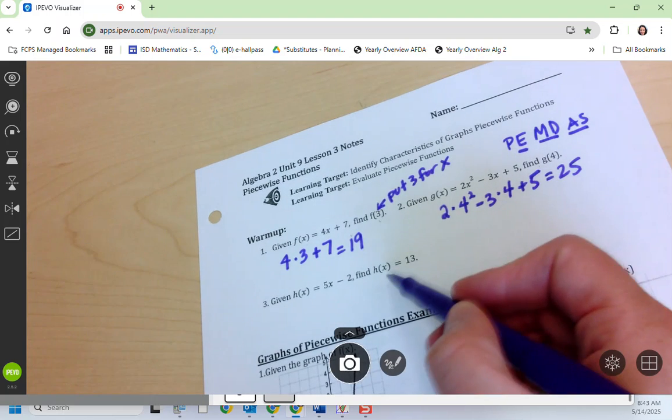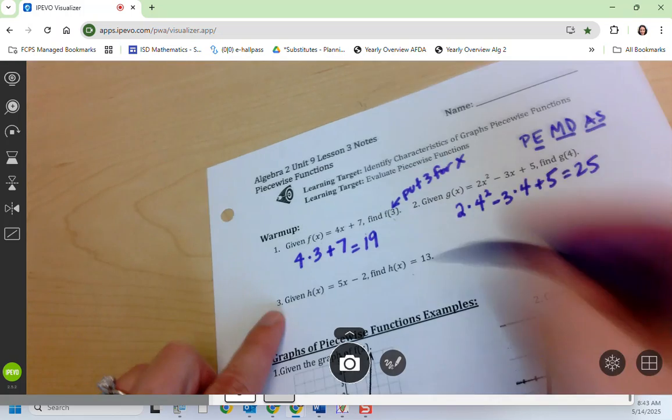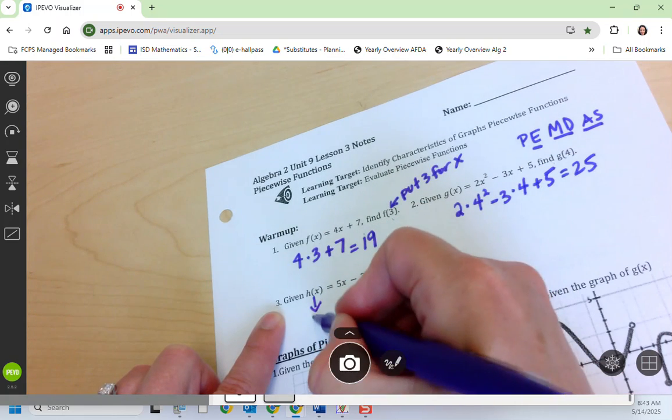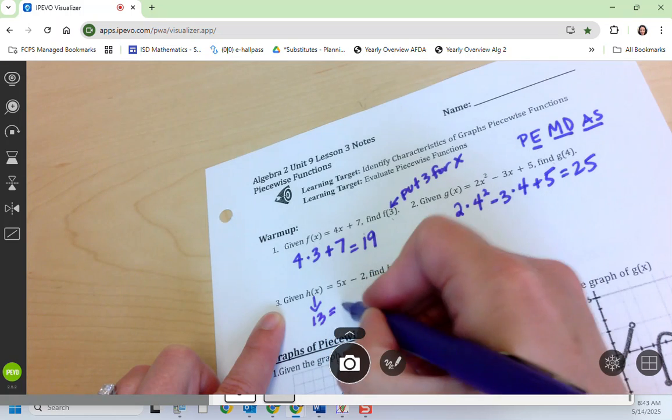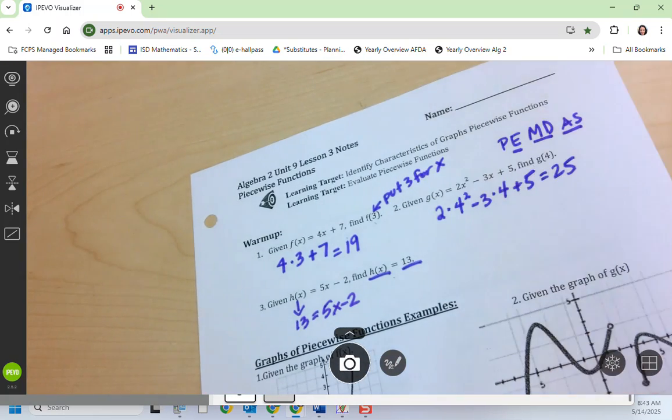This one is different because it doesn't say x. It doesn't put the 13 where the x is. So if 13 is not the x, it's probably the what? The y. So we're going to put 13 for the entire h of x here. So this is the 13, and then it equals the 5x minus 2, so we have to solve that.